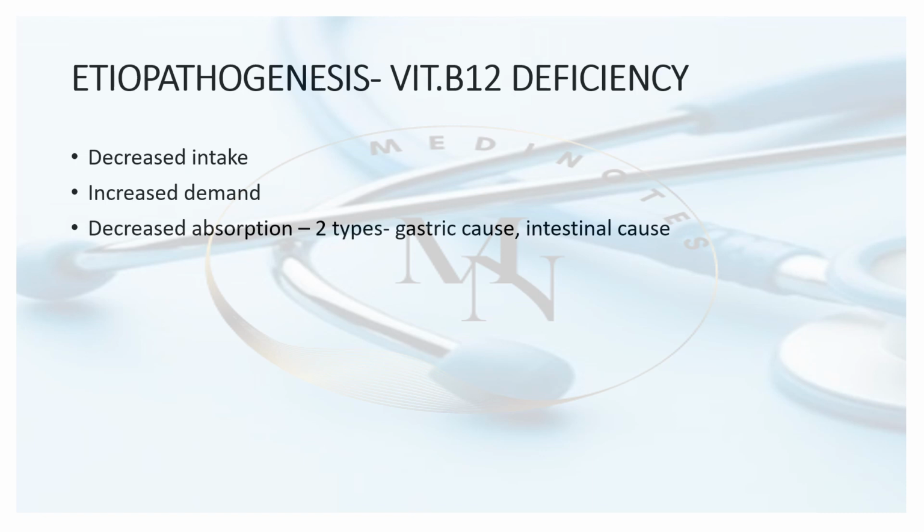Next is decreased absorption. There are two types of cases in which we can see decreased absorption. One would be the gastric cause, and the second would be the intestinal cause. The gastric cause is due to decreased gastric acid, peptone, and intrinsic factor. This can be seen in cases like malabsorption post-gastrectomy. When we go to the intestinal cause, we see a decreased surface absorption area. So this is the etiopathogenesis of vitamin B12 deficiency.